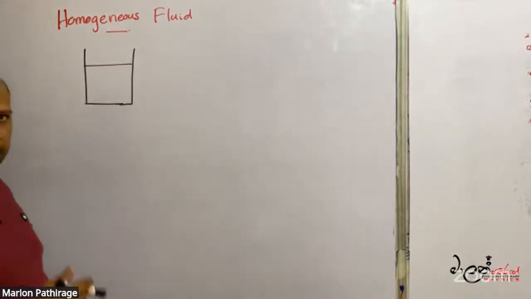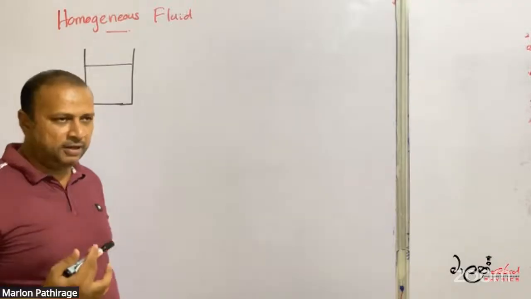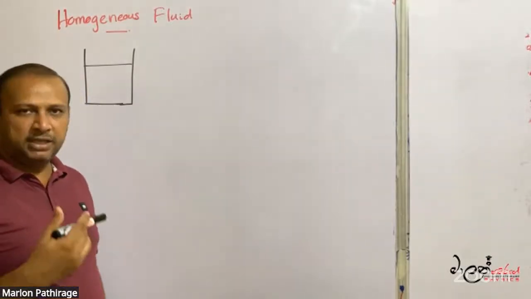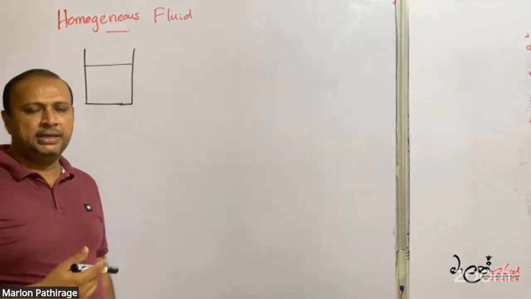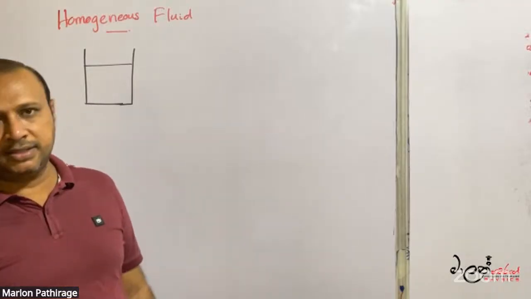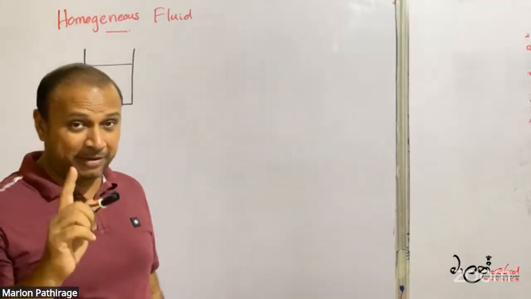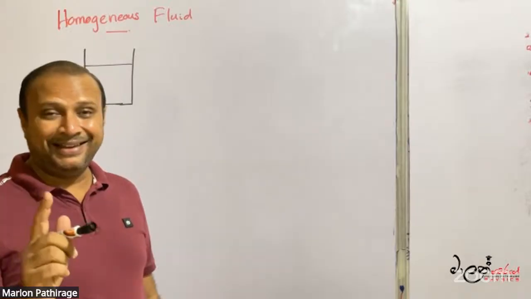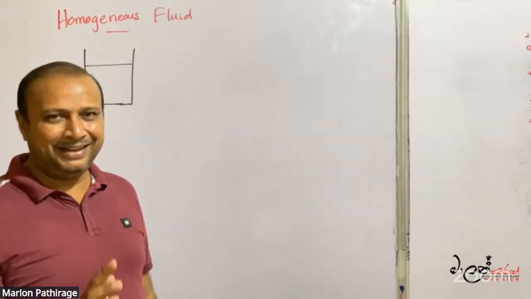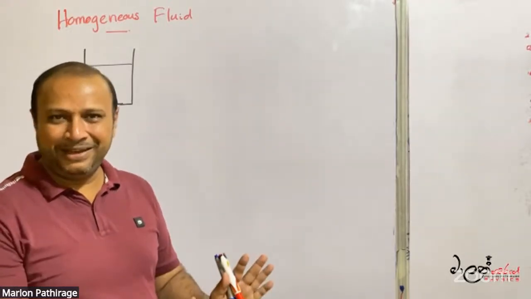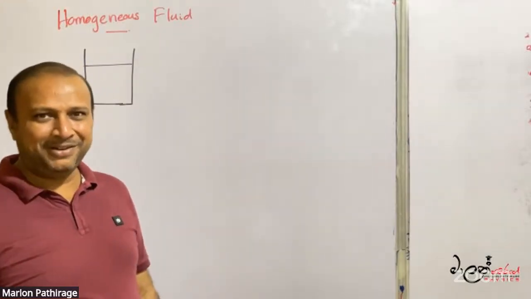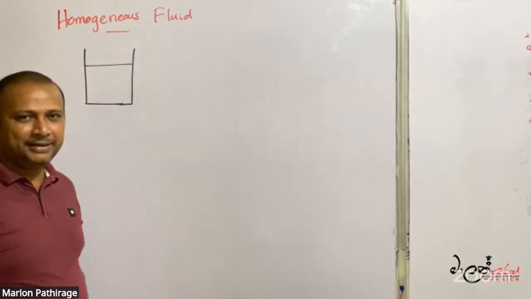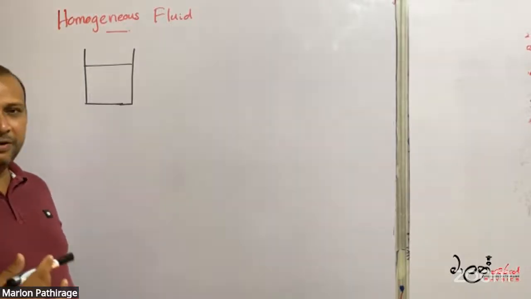Actually, not only density, sometimes some other properties can also be considered as constant. But not the pressure. Other properties can also be considered constant. But normally we call it density.